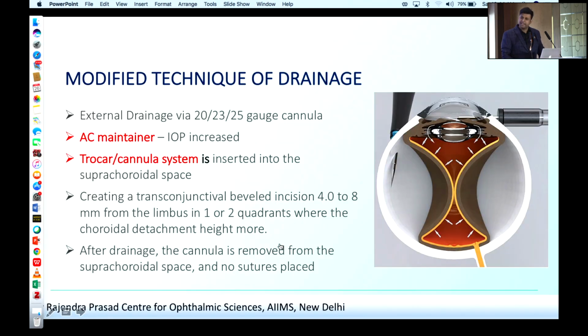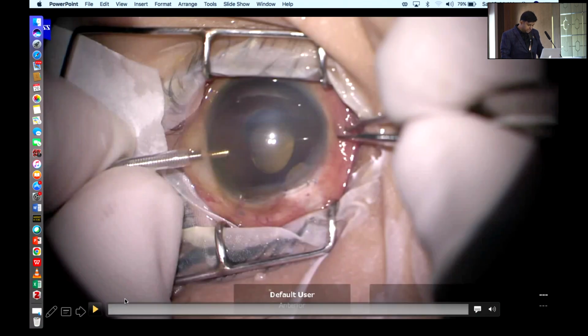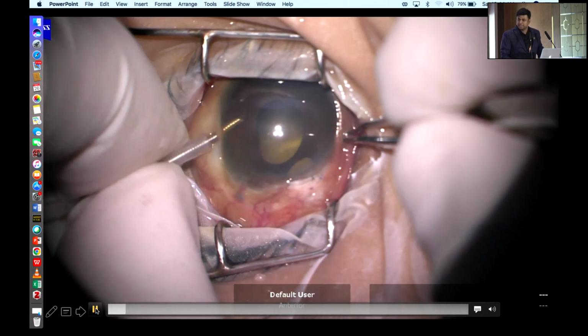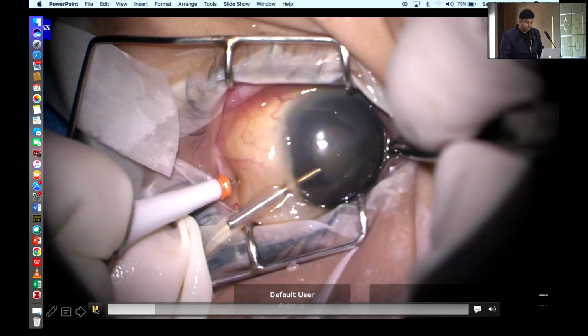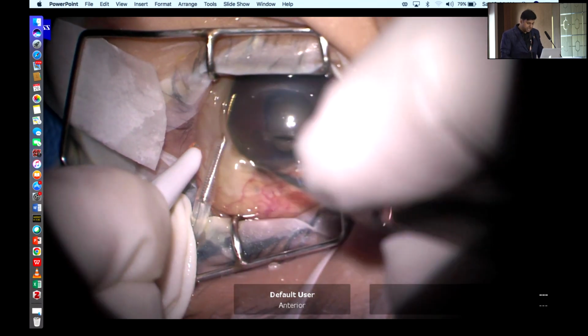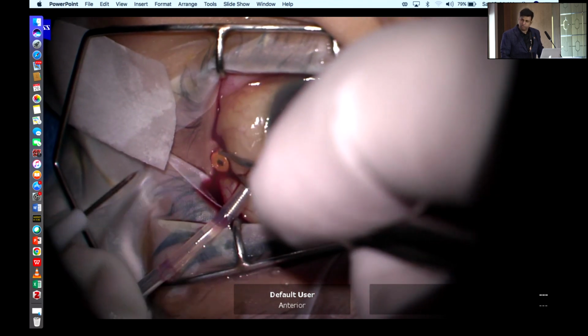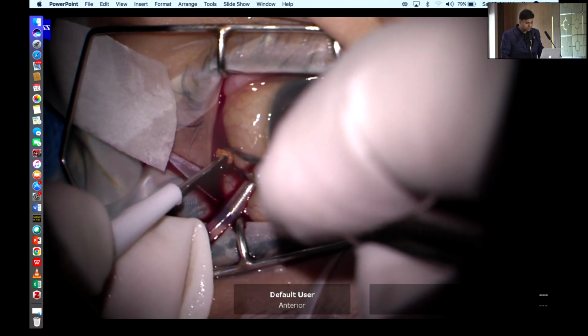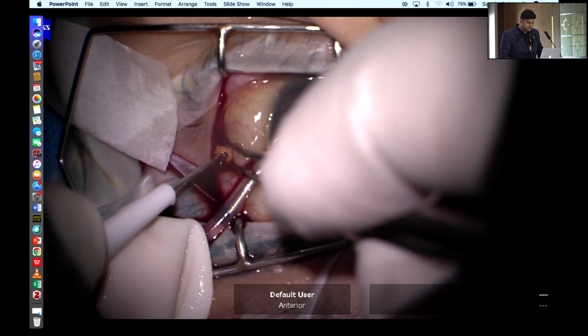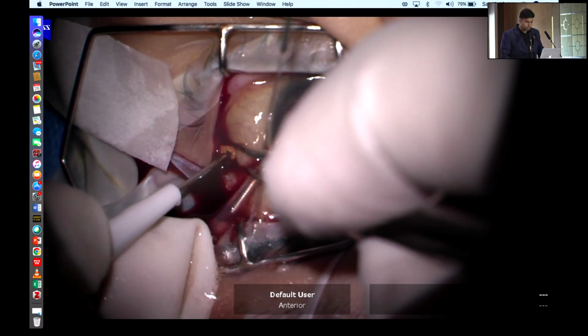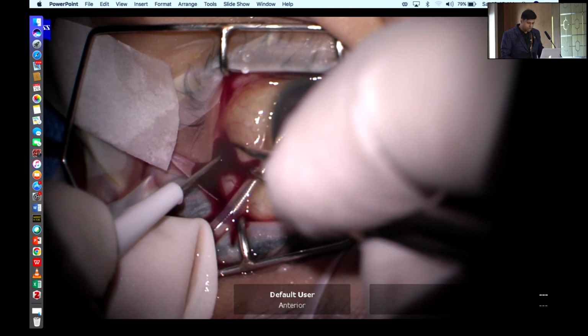A modified technique that has come up recently is using a trocar cannula system inserted acutely into the suprachoroidal space. So here's a surgical video of the same. In this particular case, there was suprachoroidal hemorrhage post-trabeculectomy. Again, we have secured an AC maintainer to achieve positive pressure. A 23 gauge non-wall trocar cannula is being inserted into the suprachoroidal space, and you can see as soon as we took out the trocar, the blood starts egressing out through the cannula.